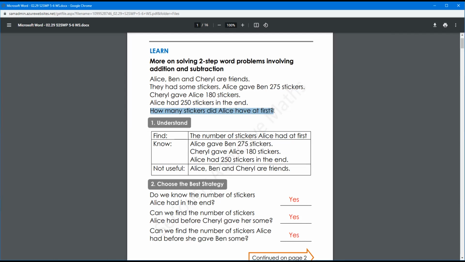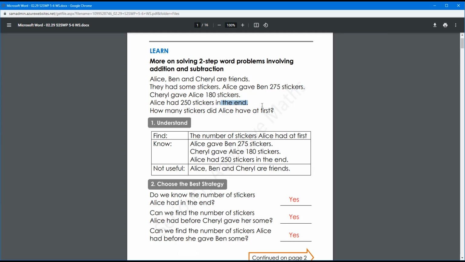So it's very important for students to recognize the words "at first". At first means right at the start. What was the original amount? Another way for them to identify an "at first" question is the words "in the end". It always ends with "in the end". You have 250 stickers in the end, and so the question will be how many stickers did the person have, for example, or what was the original amount at first.